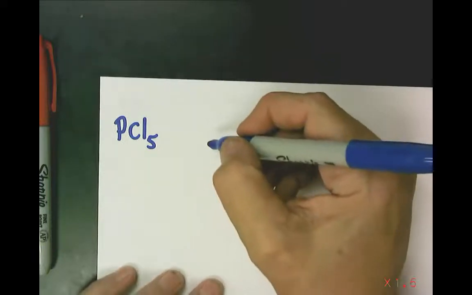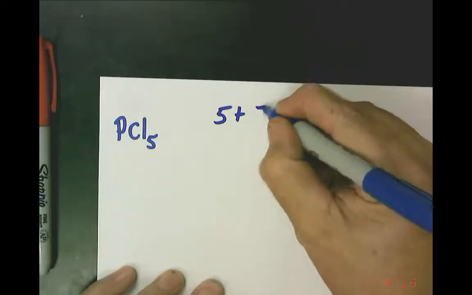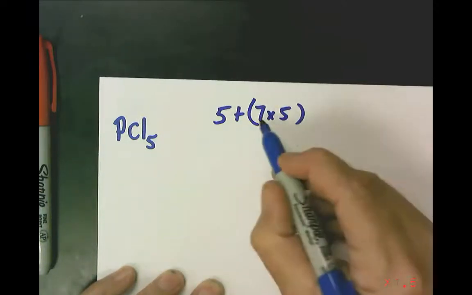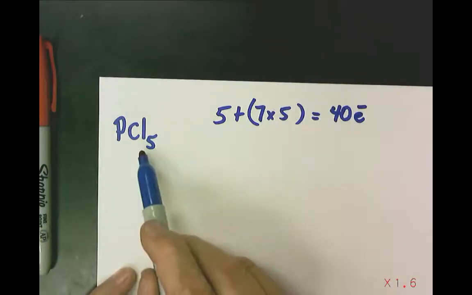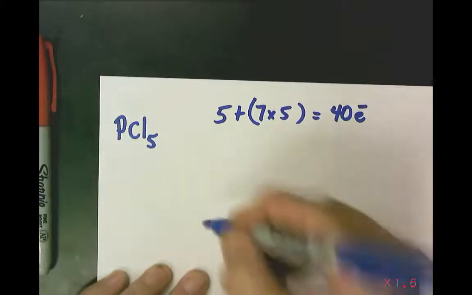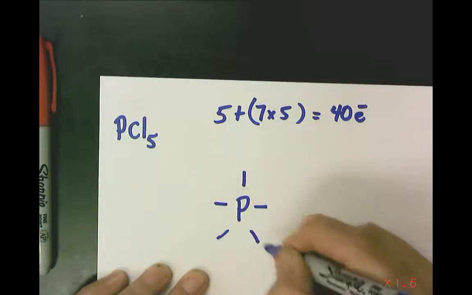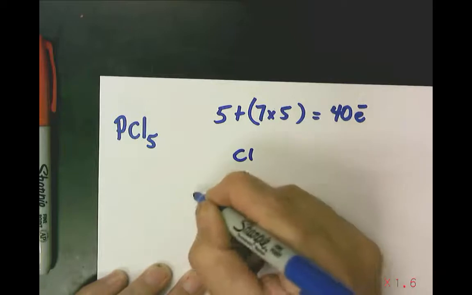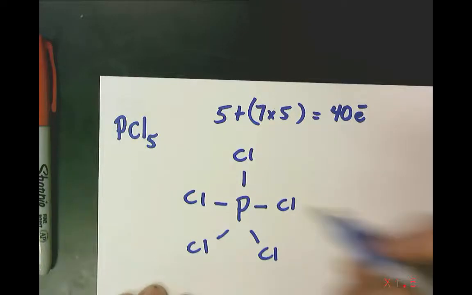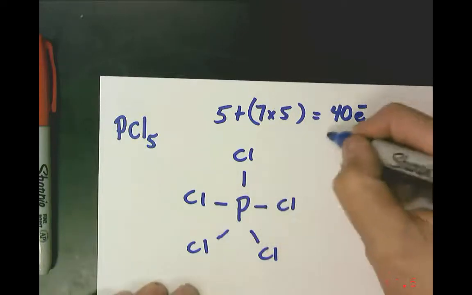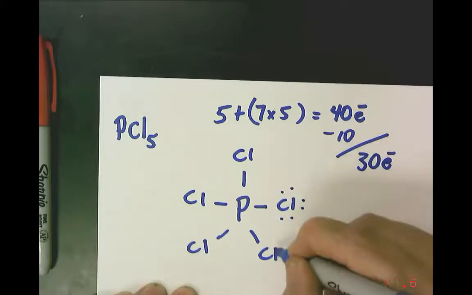Okay, here's another one. Let's see what happens. Phosphorus is 5, and chlorine is 7, and it's 5 times, so we've got 35. Looks like we have 40 electrons to deal with. Okay, so phosphorus in the center, 1, 2, 3, 4, 5 chlorines. Already you can see the octet has been broken, but we still follow the same steps, 2, 4, 6, 8, 10. So we've got 30 electrons yet to deal with. Complete the octets.